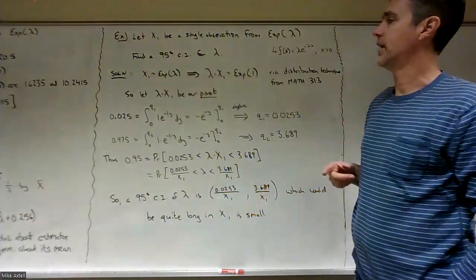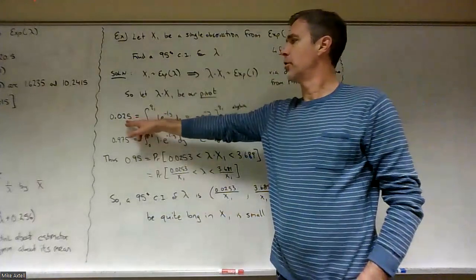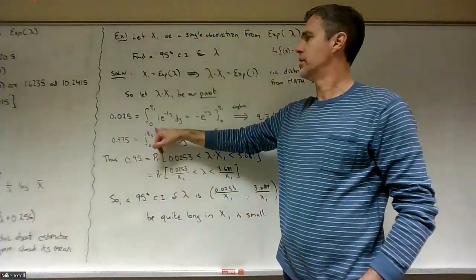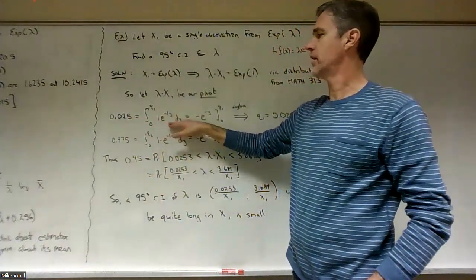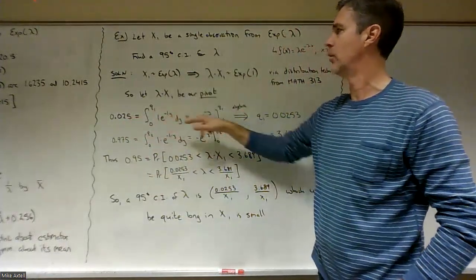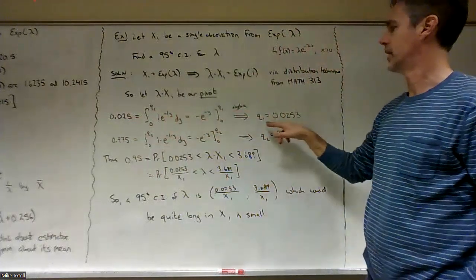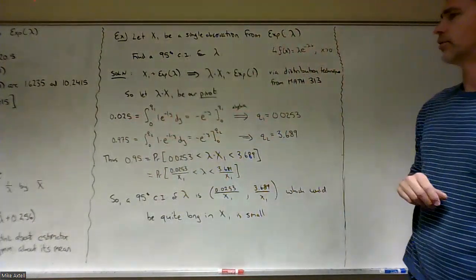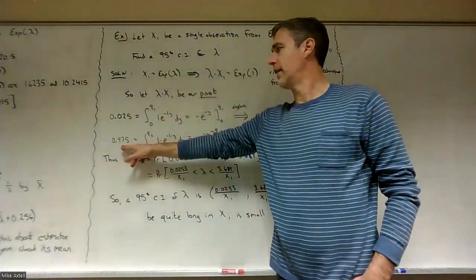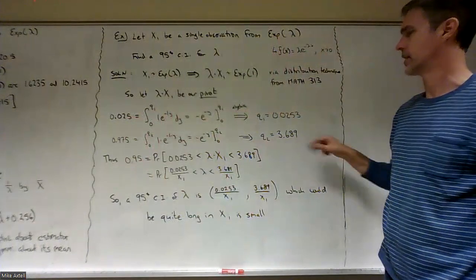So I'm going to find the quantiles for this distribution. So here's the 0.025 quantile. It goes from 0 to Q1, integrating the PDF of that distribution. So there's my lambda e to negative lambda y, because lambda is 1 here. I can solve, crank it out, do some algebra, and I get the first quantile is 0.0253. Get the 97.5 quantile doing the same idea. Solve for that quantile as 3.689.